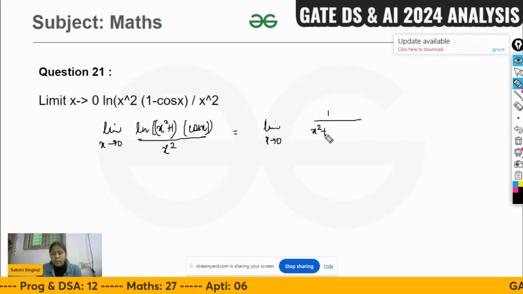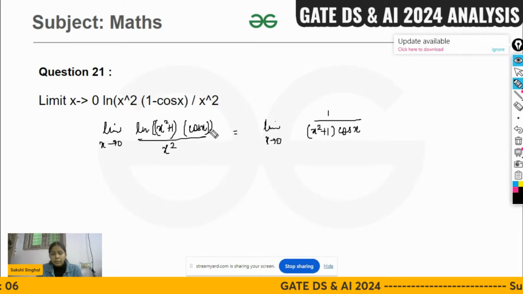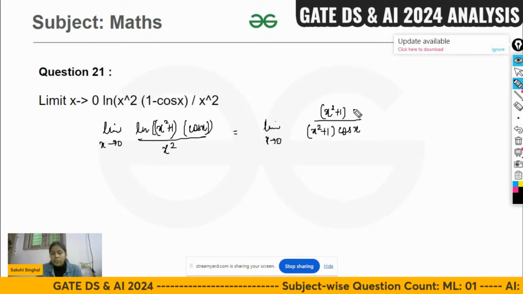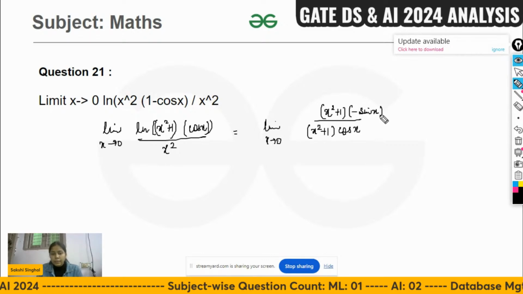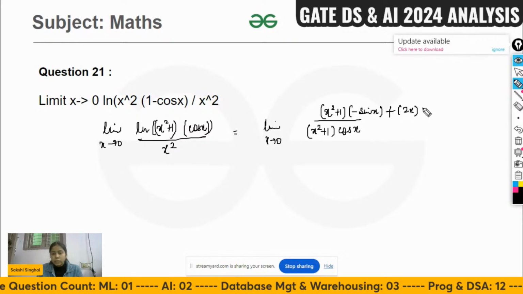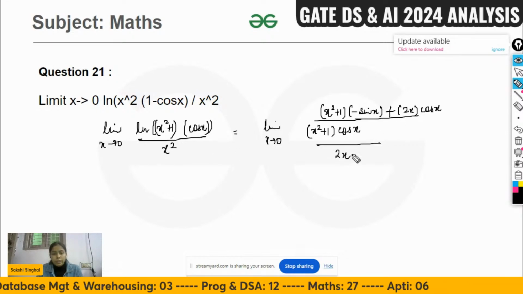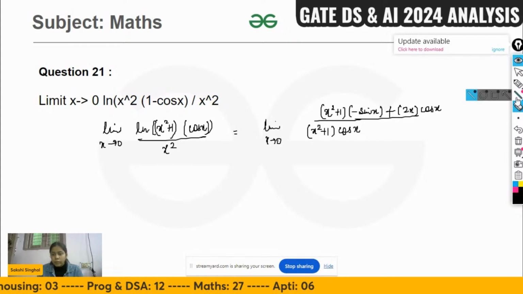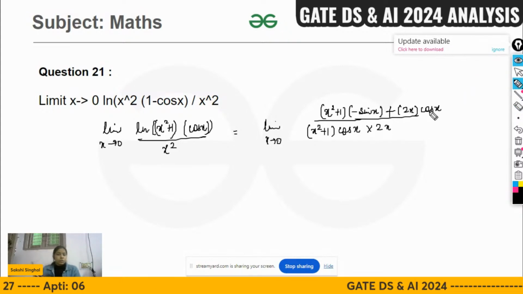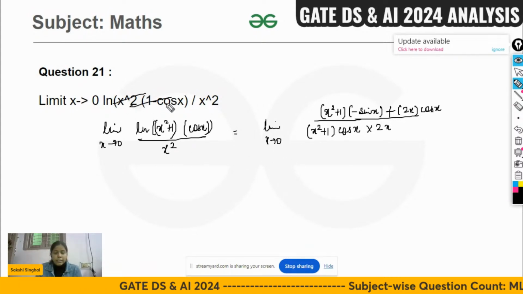So what would I get? X square plus 1 and differentiation of cos x as it is. And then we have to differentiate x square plus 1 cos x. X square plus 1 as it is, and differentiation of cos x is minus sin x. And then plus sign, differentiation of x square, that is 2x, and cos x as it is, right? So can I write down this 2x with this denominator, because it's already in the denominator? Right now, if I apply x approaches 0, I'll get 0 by 0 form.